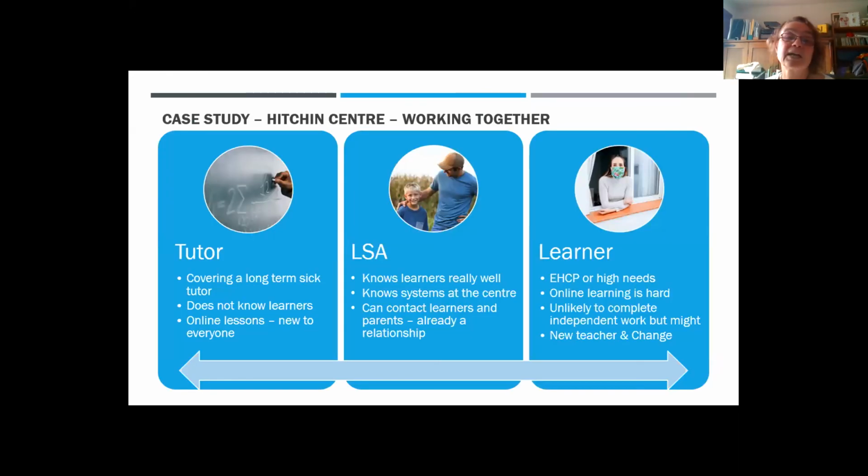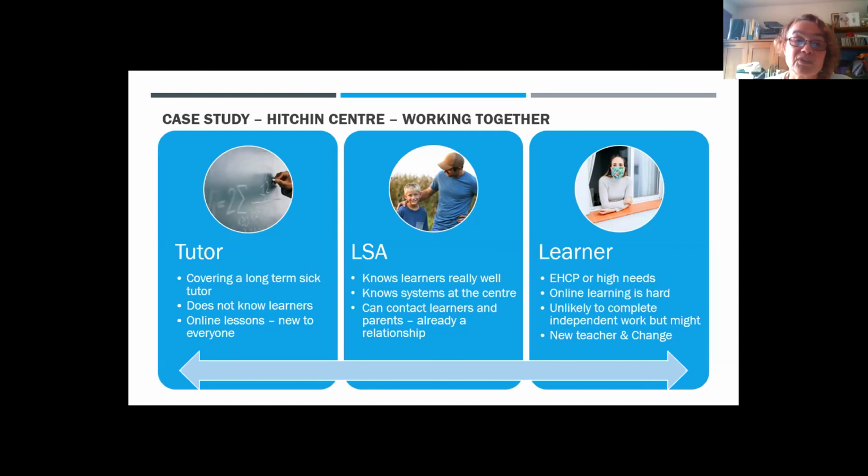The case study at Hitchin was me, to be fair. I was the tutor. I was the person that had to cover a long-term sick tutor who went off having COVID in December and hasn't come back. And she was teaching all the lessons there.